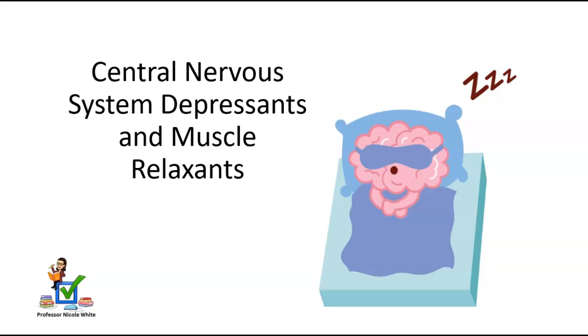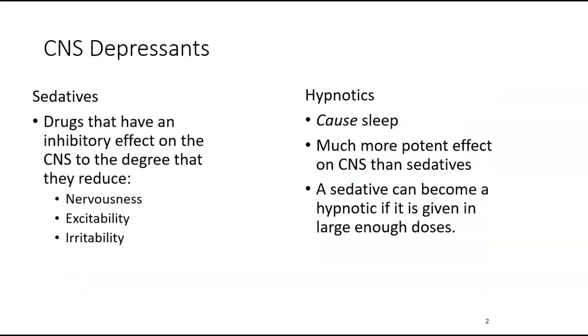So what are CNS depressants? They are any drug that depresses the central nervous system. They're basically classified in two different areas. We have sedatives and hypnotics. Sedatives are those used for anxiety conditions, excitability, irritability, and hypnotics actually cause sleep. Some sedatives, and many of them, can actually become hypnotics if given in large enough doses.